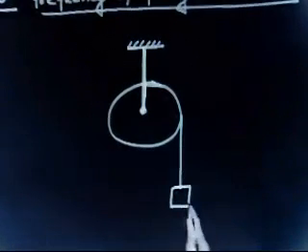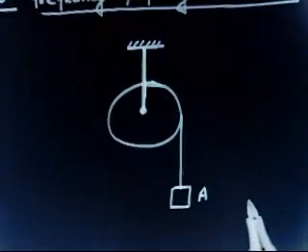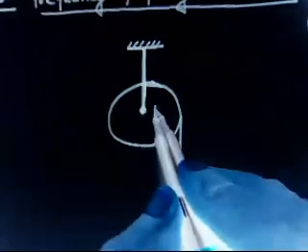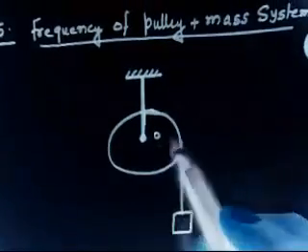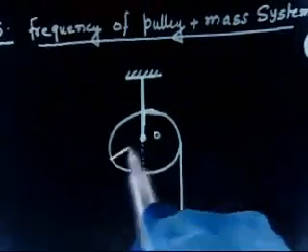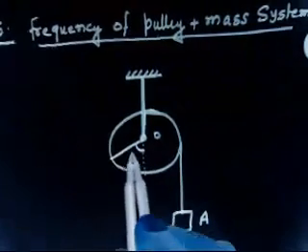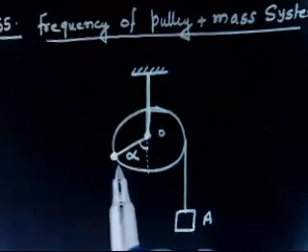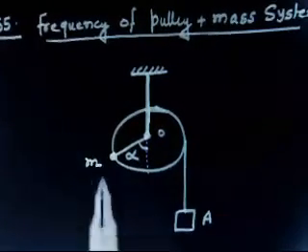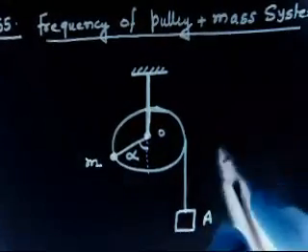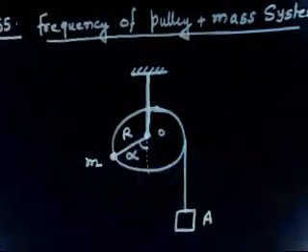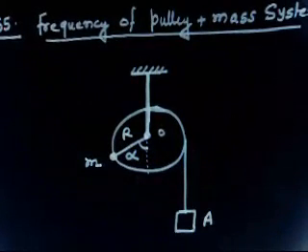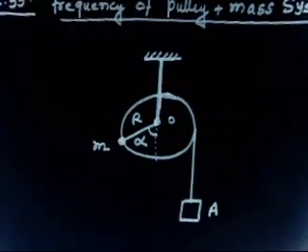And this mass, they call it A. And this point is O. This is the vertical. From vertical there is angle alpha. At this angle there is a mass M. So this mass is M. The radius of this pulley is R. This is figure 4.17.